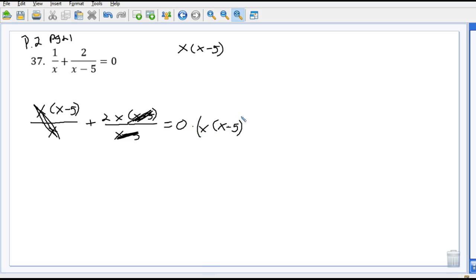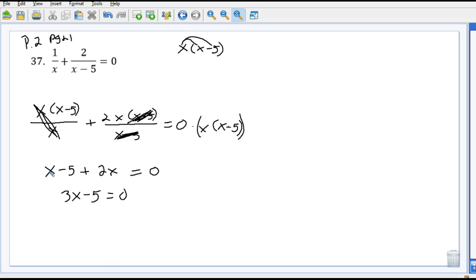Alright, so I'll just put this in big parentheses just in case. So that way we know that we're left with here x minus 5 plus 2x equals 0. So because of how we did this, we're multiplying by x times x minus 5. And you could distribute this and get x squared minus 5x, but that's not nearly as helpful as just leaving it like it is, because then the x's will cancel out, the x minus 5's will cancel out, and now we're left with x plus 2x is 3x minus 5 equals 0.